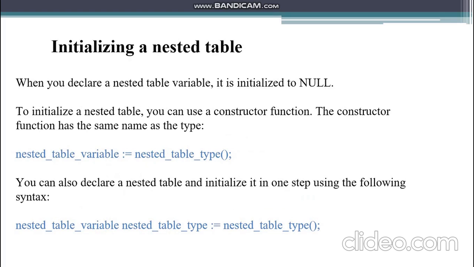But how can we initialize the nested table? It is very important that we initialize the nested table variable, so we can put elements in our data, in our nested table. When we declare a nested table variable, it is initialized to null, meaning it has no value. But to initialize a nested table, we can use a constructor function. The constructor function has the same name as the type. So what is the syntax for the constructor function of a nested table? nested_table_variable := nested_table_type.